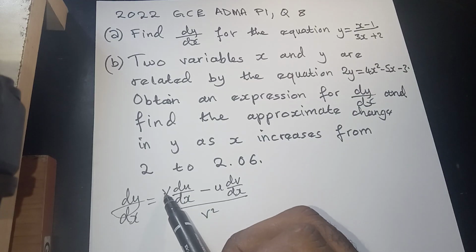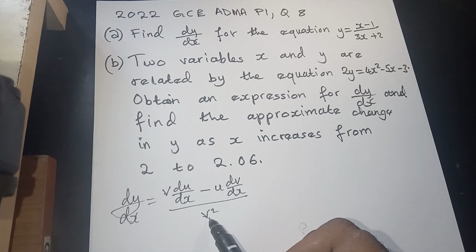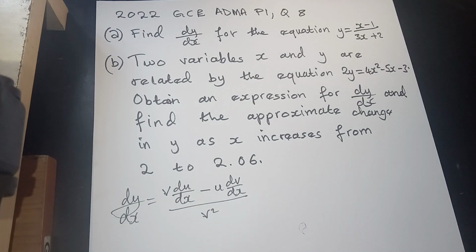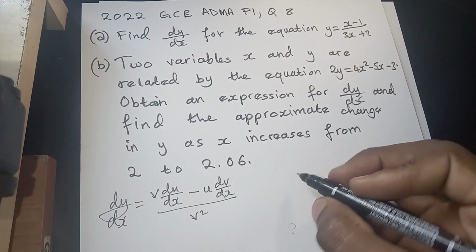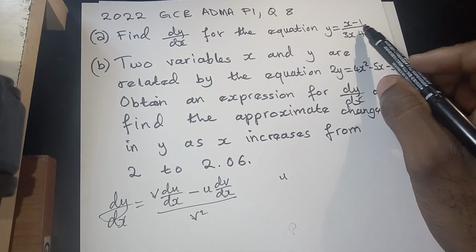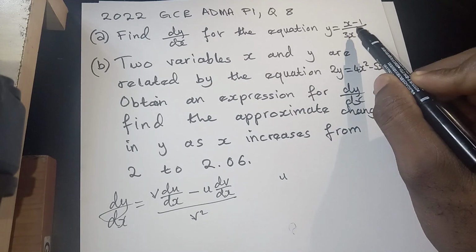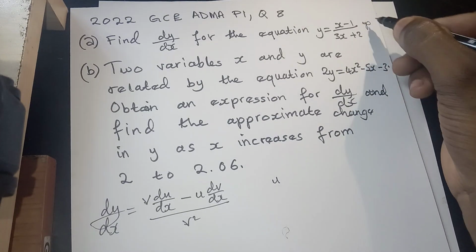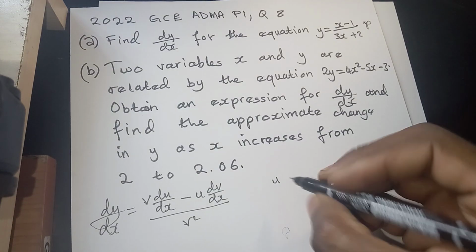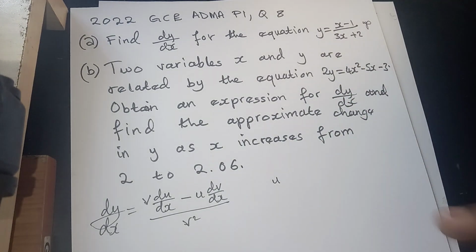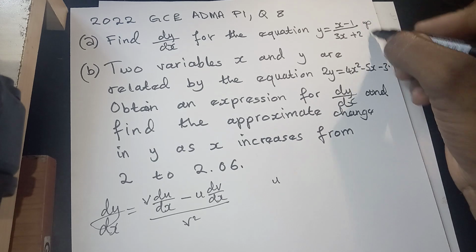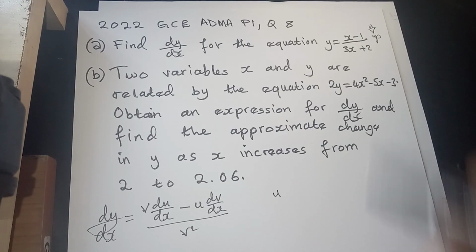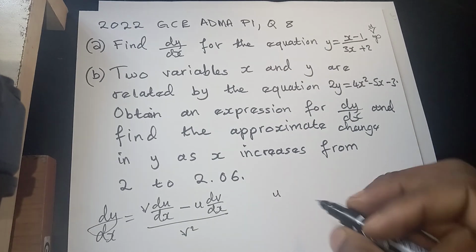Always remember to start with a v and end with v squared. You can't swap these two because of this minus. And then our u is always the numerator. I normally say "up" to help me memorize them, or you can simply use the alphabetical order: u, and then you have a v.